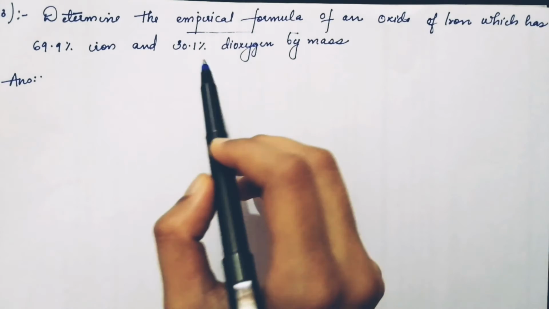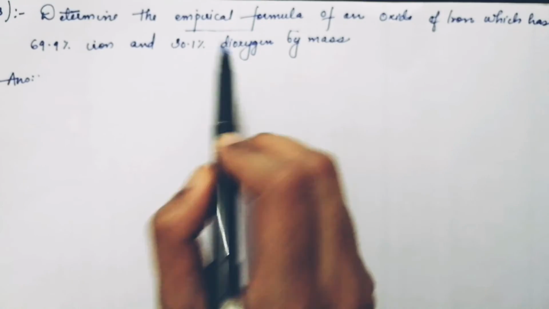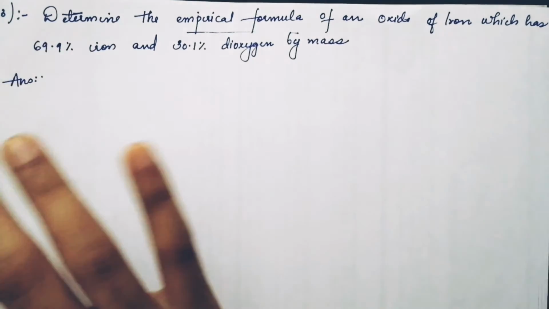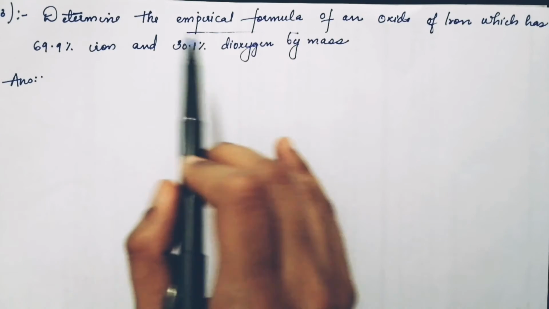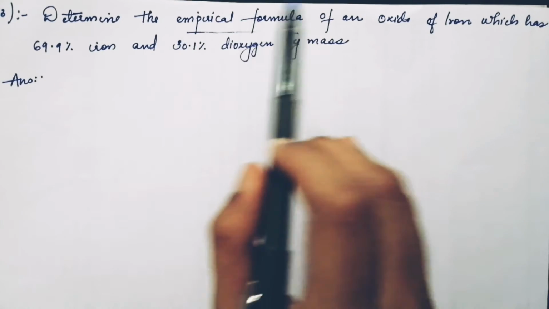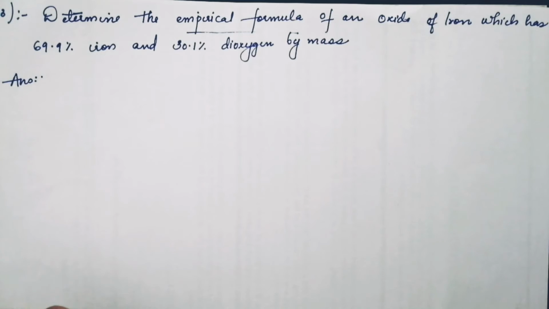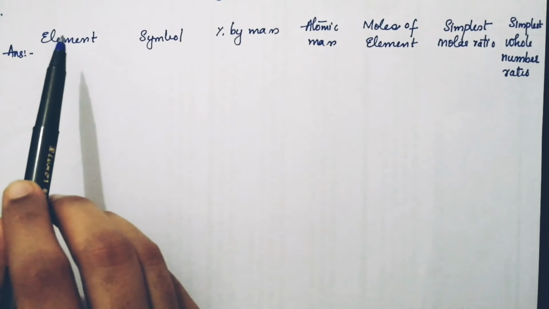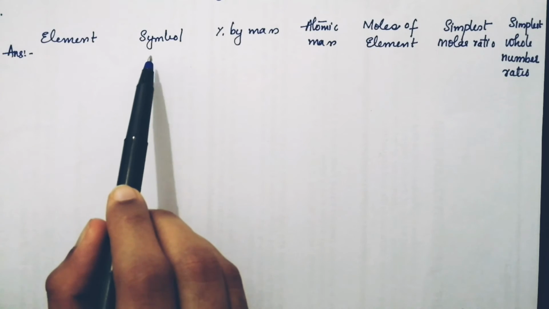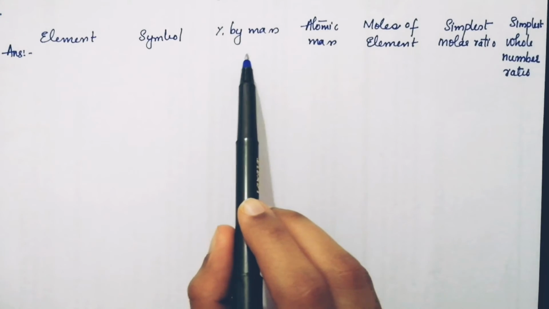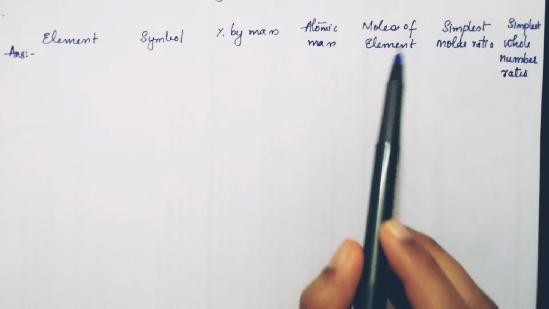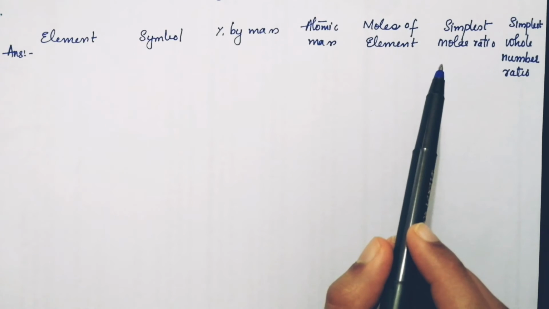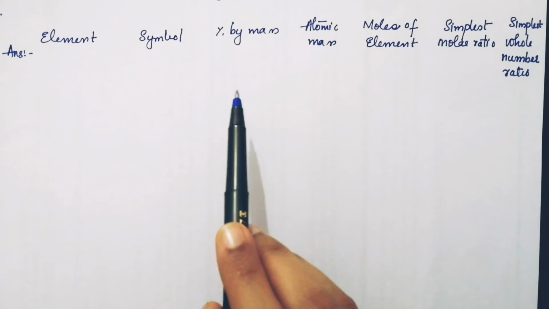So here we have iron and oxygen. So we have to find the simplest whole number ratio of iron and dioxygen present in this oxide of iron. Let's start. To answer this, it will be easier if we follow the tabular method. For this, we need to make 7 columns. The first column is element, next is symbol, next is percentage by mass, atomic mass, moles of element, simplest molar ratio and simplest whole number ratio.